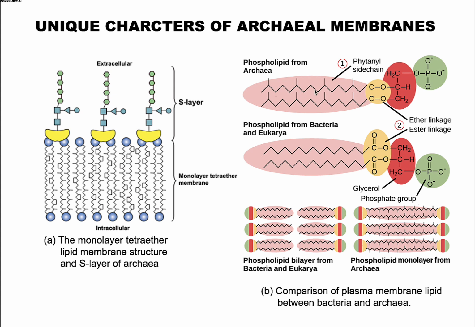A third and fourth difference are associated with the side chains themselves. Unbranched fatty acids are found in bacteria and eukaryotes, while isoprenoid chains are found in archaea. These isoprenoid chains can have branching side chains as well.